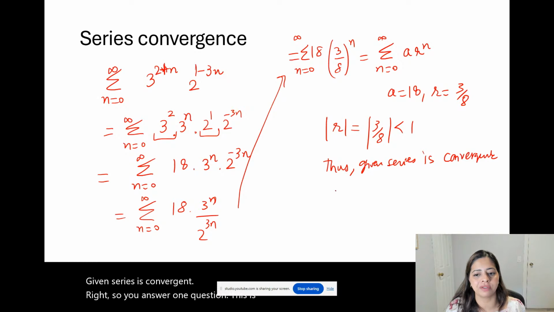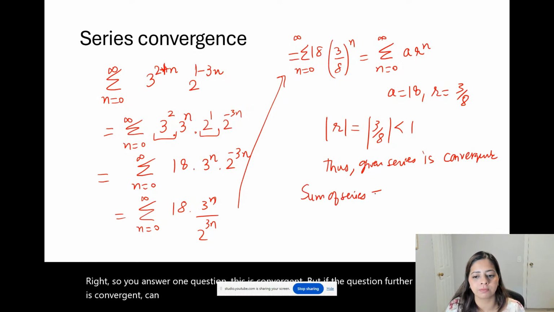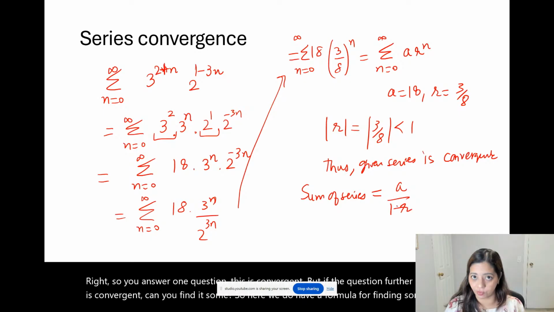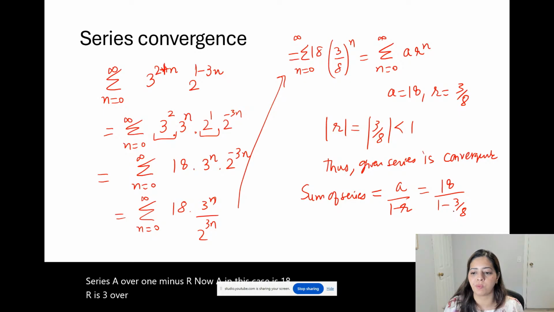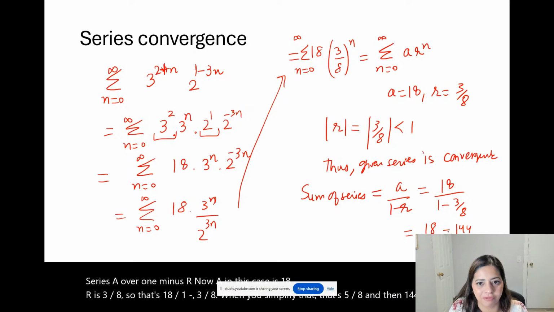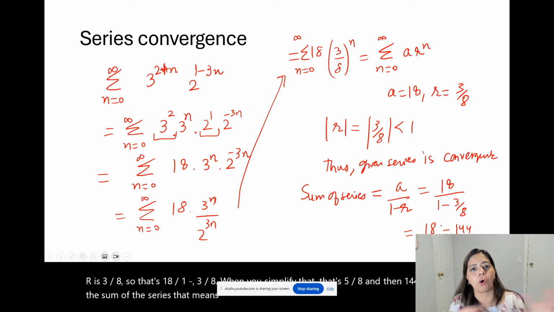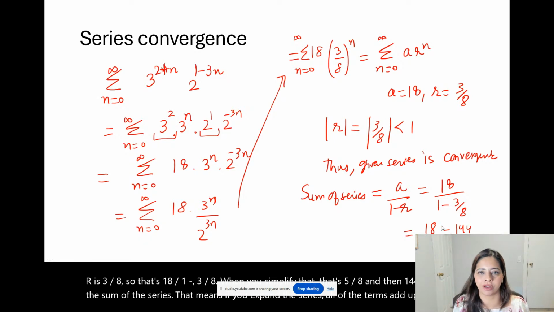But if the question further asks, okay, if it is convergent, can you find its sum? So here we do have a formula for finding the sum of the series, a over 1 minus r. Now a in this case is 18, r is 3 over 8. So that's 18 over 1 minus 3 over 8. When you simplify that, that's 5 over 8 and then 144 over 5. That's the sum of the series. That means if you expand this series, all of the terms add up to 144 over 5.